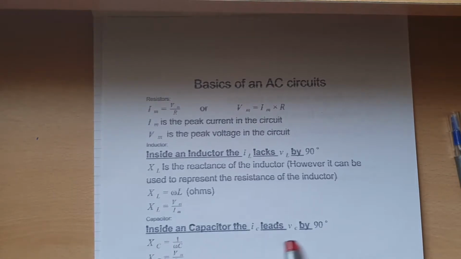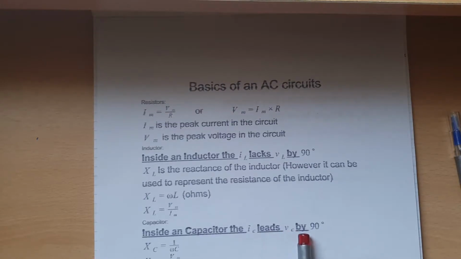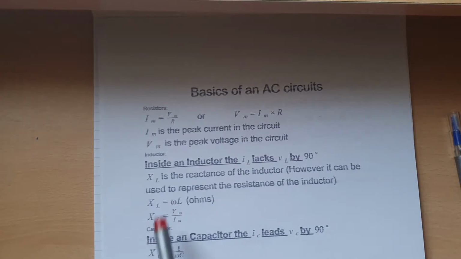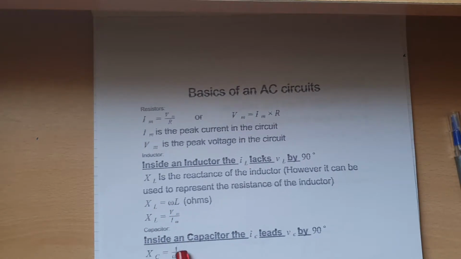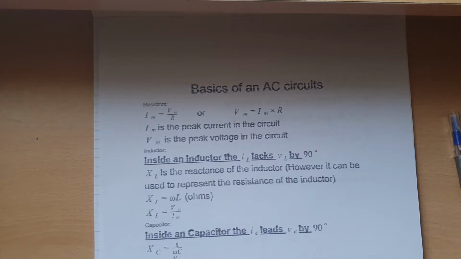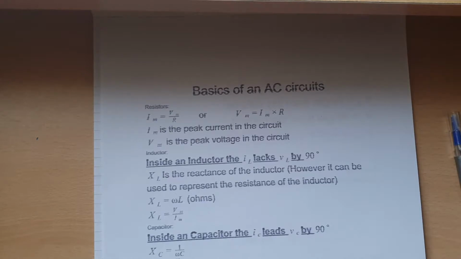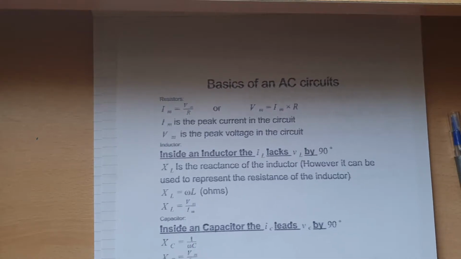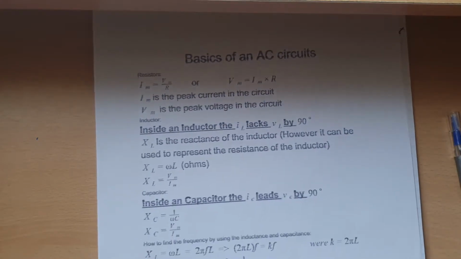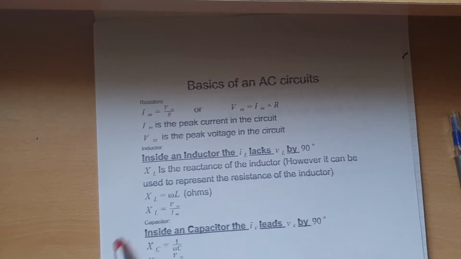So yeah, the capacitor will lead: IC leads VC by 90 degrees, so the voltage will be 90 degrees behind. And again, it's very similar to calculate the reactance like the inductor. However, you just put 1 over WC, and so you'll find the reactance. Simple enough, isn't it? Again, it's also kind of the opposite, because this one is a simple multiplication, while this one is just 1 over and then simple multiplication. Anyway, so this is basically how you calculate for capacitors.